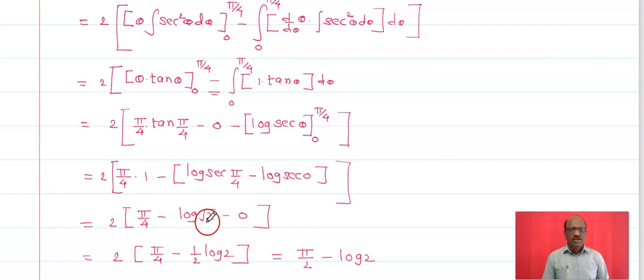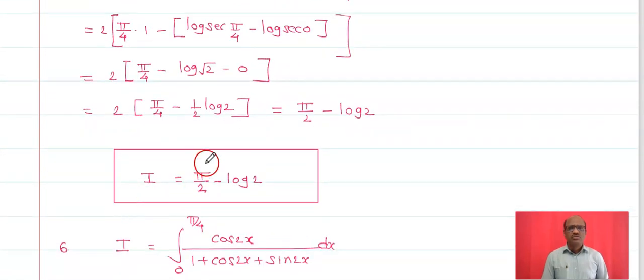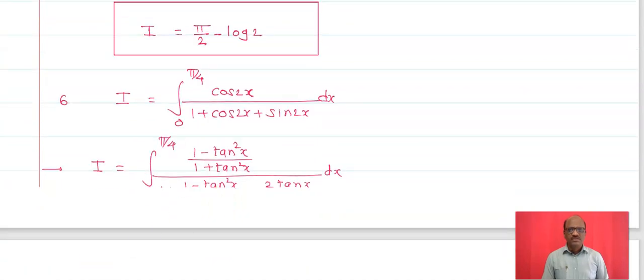minus 0. That is, minus log of root 2 is nothing but 1 upon 2 log of 2, and if you multiply this 2 to pi by 4 and minus 1 upon 2 log of 2, then you will get pi by 2 minus log 2, and hence I is equal to pi by 2 minus log 2. Now the problem number 6.